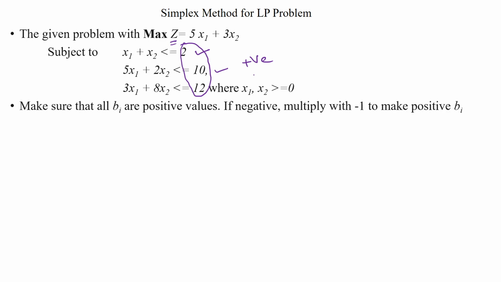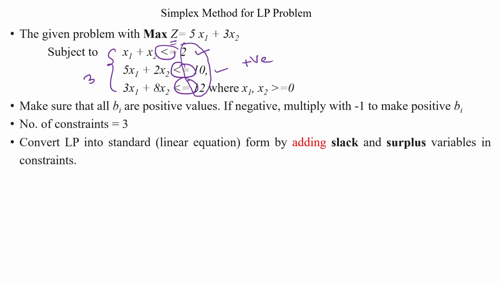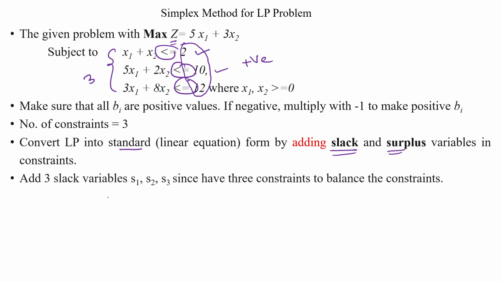So the first step is checked, and the next step is to transform all these constraints into standard form, that is, equality constraints. These are all inequality constraints with the less than or equal to symbol. The number of constraints here is 3, so we transform these inequality constraints into equality constraints by adding slack variables. Since we have three constraints, we need three slack variables. For the objective function, we add the three slack variables with zero coefficient.